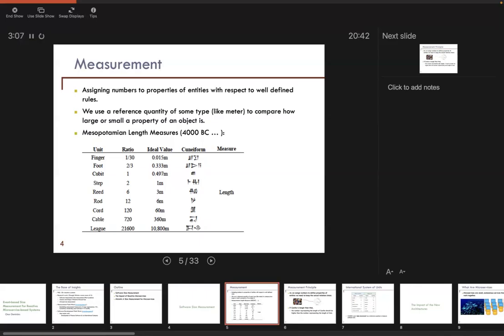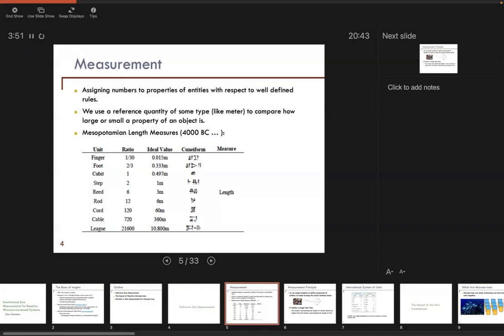So software size measurement is actually based on the measurement idea and measurement theory. Basically what we do is assigning numbers to properties of entities with respect to well-defined rules. So we usually use a reference quantity of some type like meter, and then compare how large or small a property of an object is related to this reference quantity. We have done this size measurement since Mesopotamian times, so it's like 4000 BC. We used to have measures for measuring the length and volume and etc.